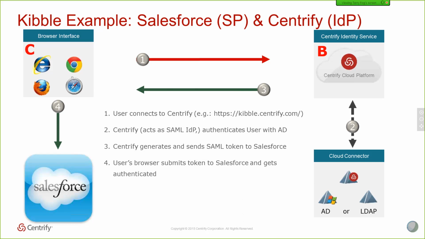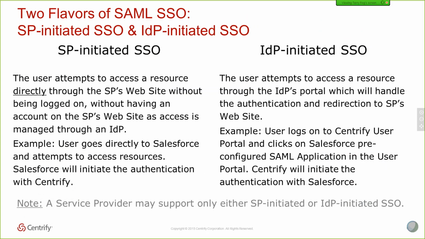If you look at the arrows, comparing this diagram with the previous one, the workflow is almost cut in half, right? What they are is really just what I call two flavors of SAML single sign-on. One is SP initiated, one is IDP initiated. And this really is just English, not so much a technical term. What it means is when we click on the Kibble tile, we are initiating the single sign-on from the IDP, right? That's what IDP initiated single sign-on means.